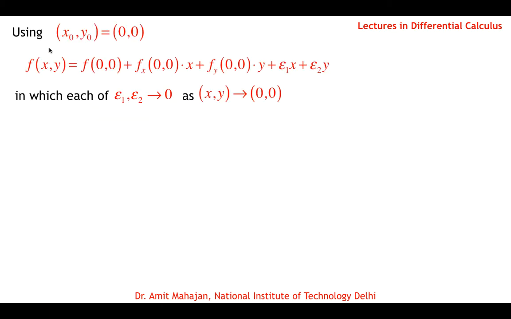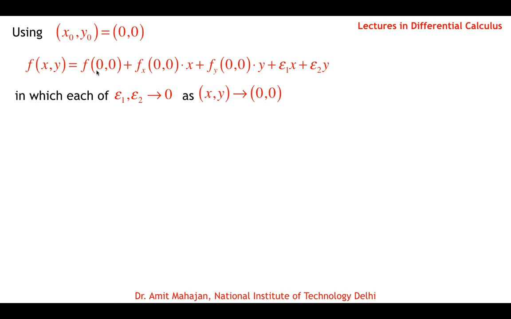Using x naught y naught as 0 0, the left hand side is f of xy for xy points near to origin, and equal to f of 0 0 plus fx 0 0 into x plus fy 0 0 into y. So that's the equation of the plane plus epsilon 1 x plus epsilon 2 y, where both epsilon 1 and epsilon 2 tend to 0 as xy tends to 0 0. Now these values are known.